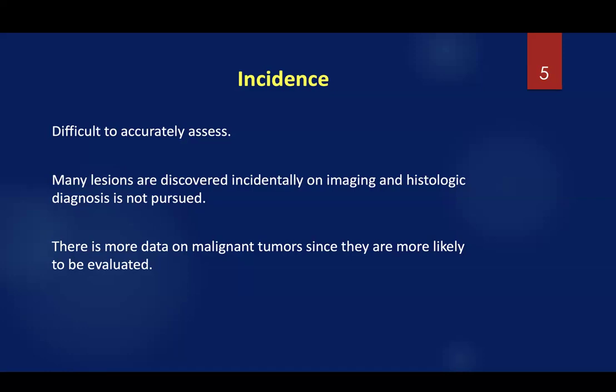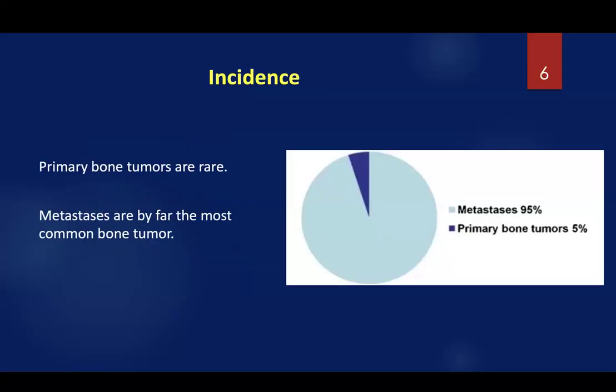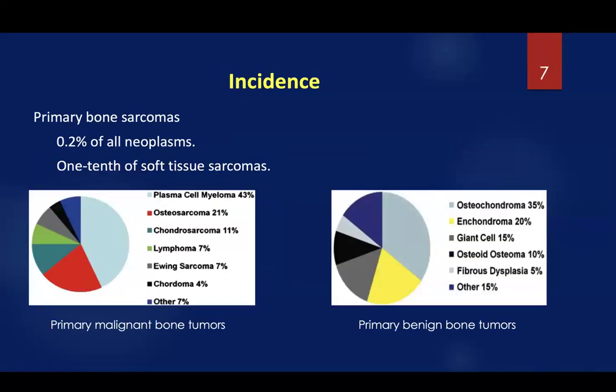While benign tumors, we don't usually go beyond the clinical and plain X-ray evaluation. That's why we have no accurate statistics. But primary bone tumors are currently very rare. And by far, the most common bone tumors are metastases. Out of 100 cases of bone tumors, 95% of them are metastatic, while primary bone tumors are only 5%. And you know, primary bone sarcomas constitute about 0.2% of all neoplasms. So out of 1,000 neoplasms or cancers, we get 2 primary bone tumors.